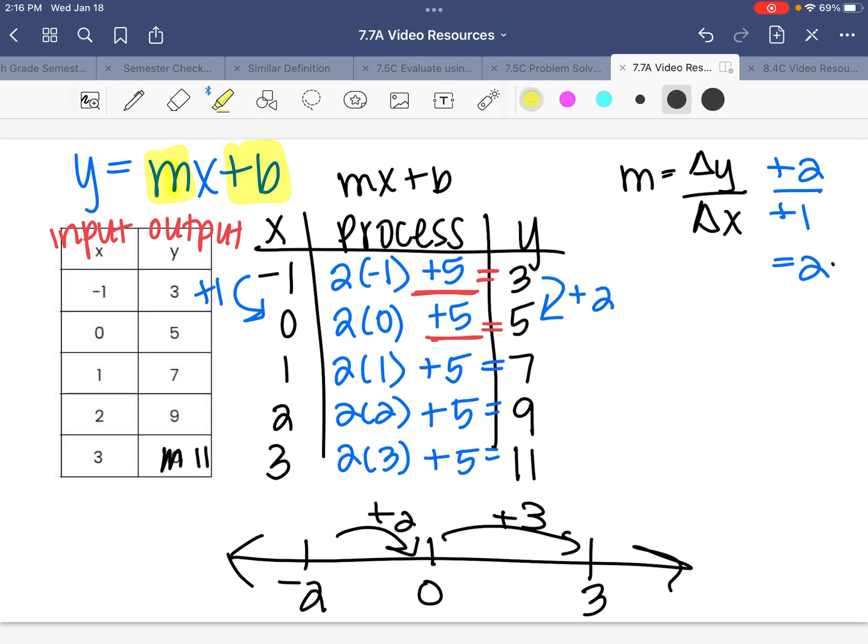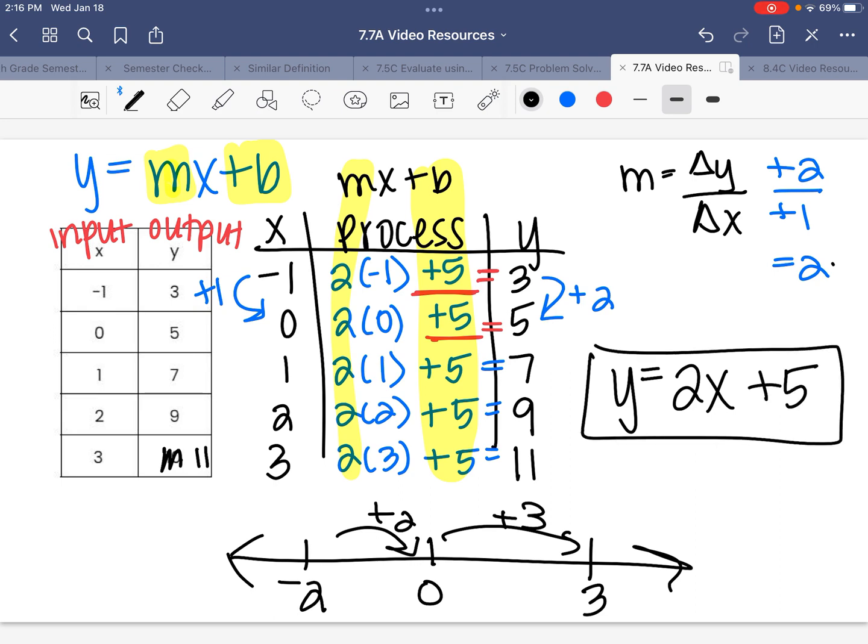So every time we have this pattern where I'm multiplying by 2, which is the rate of change, but then I'm having to add on 5. So that's the constant. That's the thing that doesn't change. That's my initial value. So I can take those two things, and now I can write my equation. y equals 2 times x, which is our input, and then plus 5. Let's look at one more.